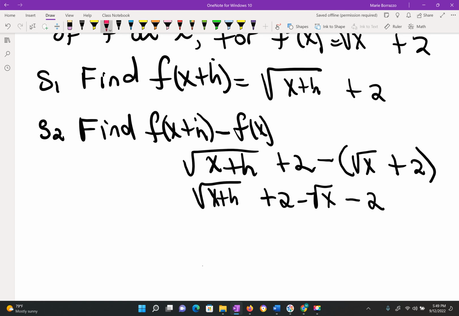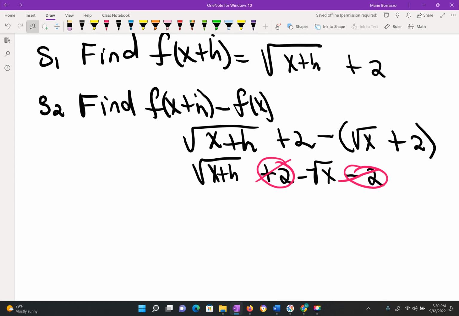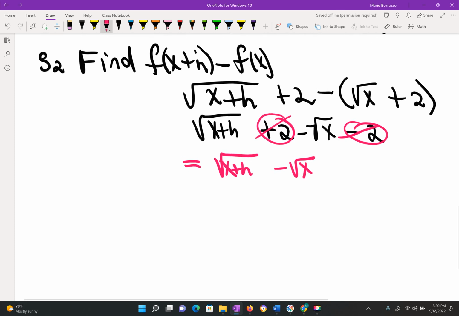So this cancels, this cancels. The result of this step will be simply the square root of x plus h minus the square root of x. Okay, so far so good.